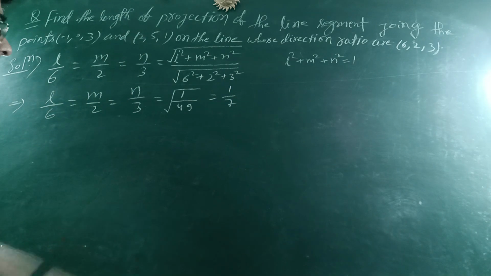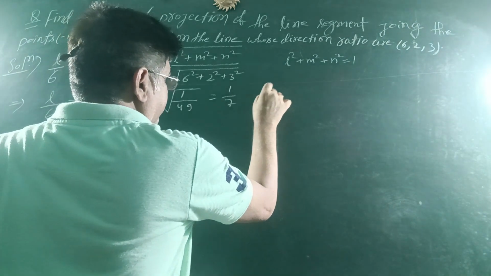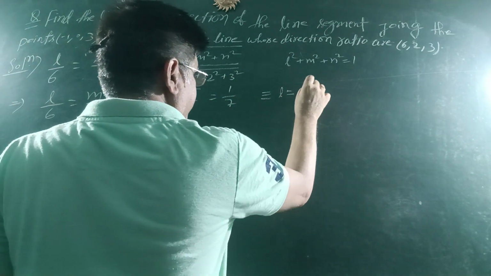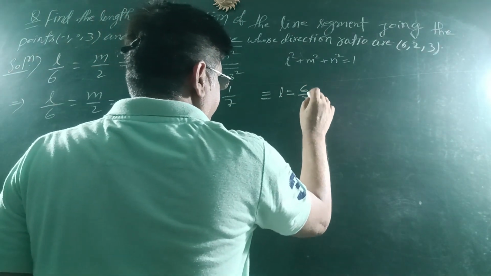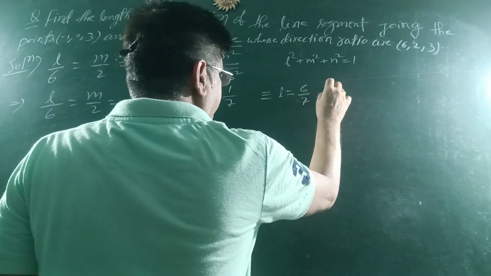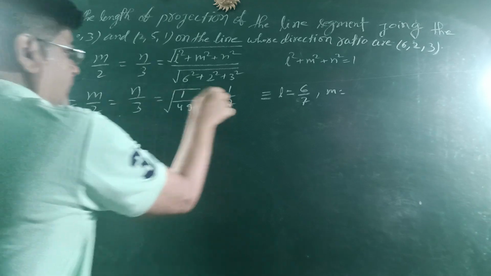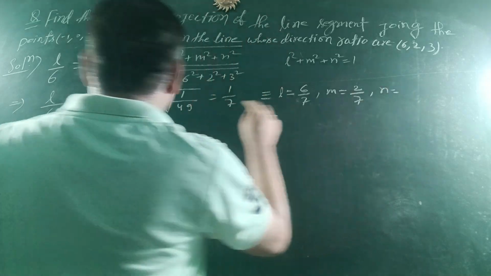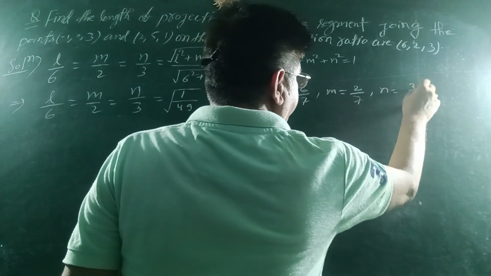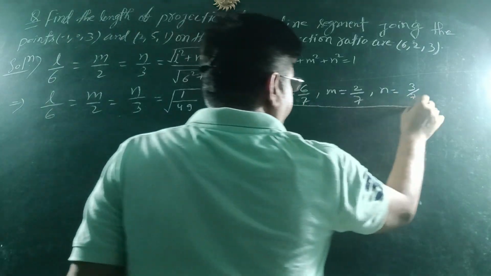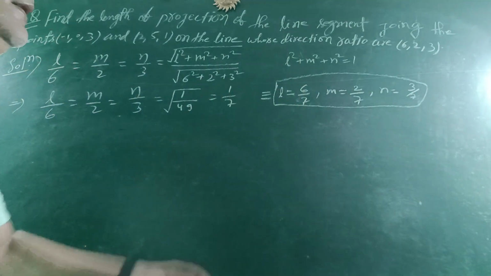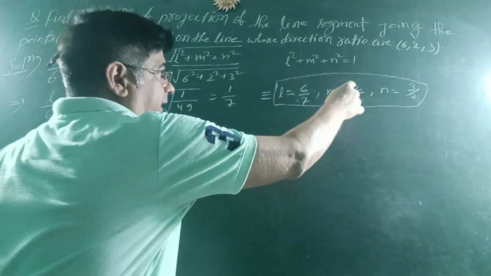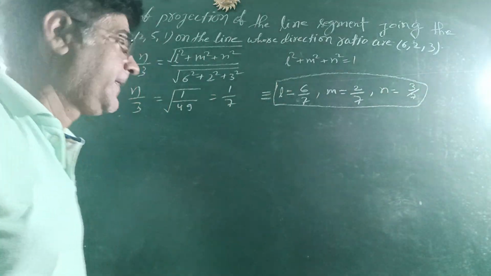So we find out L, M and N. L comes to 6 by 7, M is 2 by 7 and N is 3 by 7. That is, the direction cosines of the line are 6 by 7, 2 by 7 and 3 by 7.